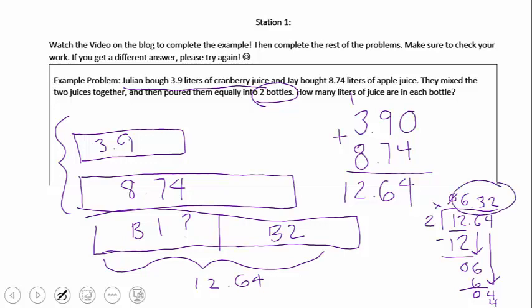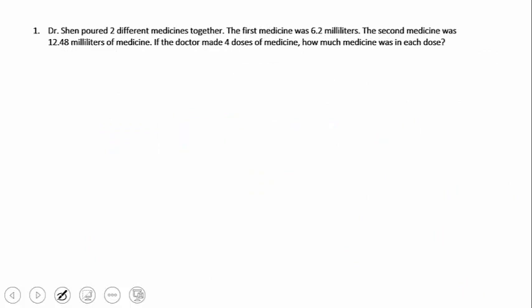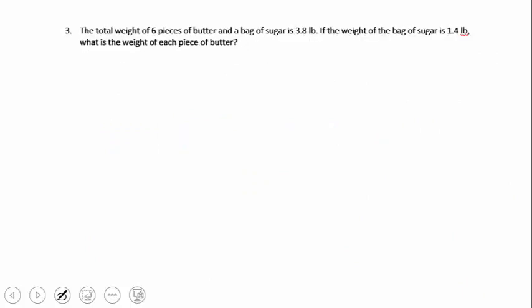So my final answer in each bottle, I have 6 32/100 liters in a bottle. So you see this was a double step problem, but because I was able to draw my pictures, I solved it little by little.